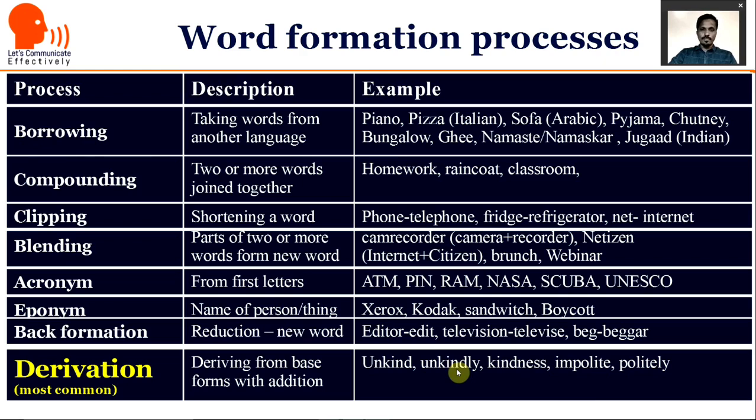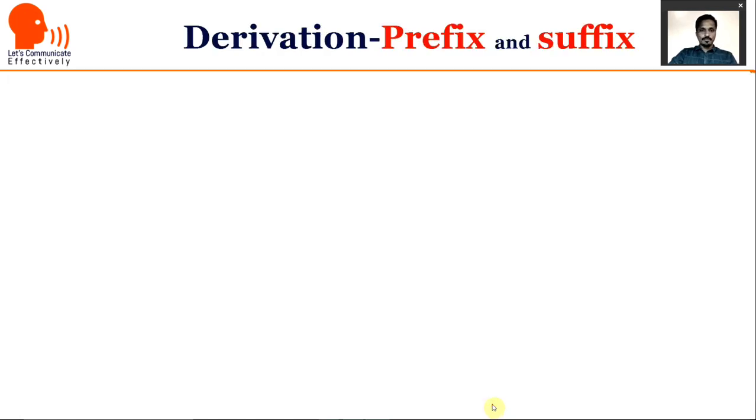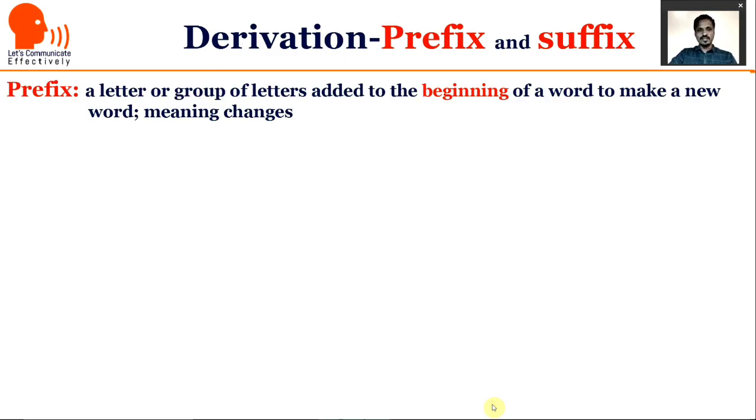So these are the 8 word formation processes in English. We are going to focus on derivation, particularly on prefixes and suffixes, and in this video we are going to focus on a limited part. So let us see prefixes and suffixes now. You must have read somewhere, or been taught, what a prefix and suffix are. Let me briefly review that.